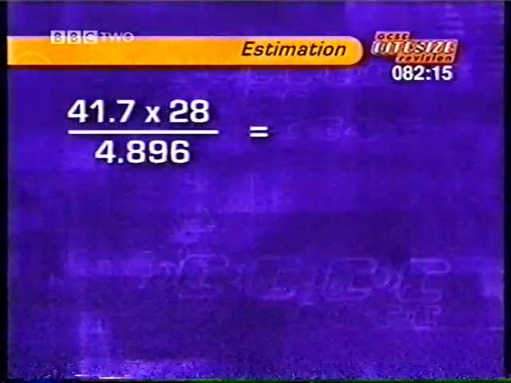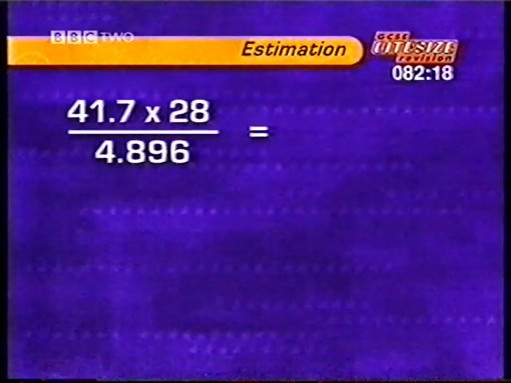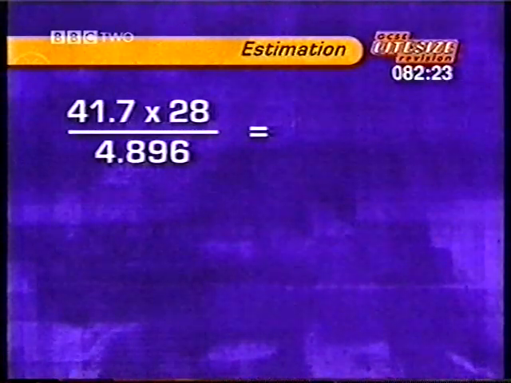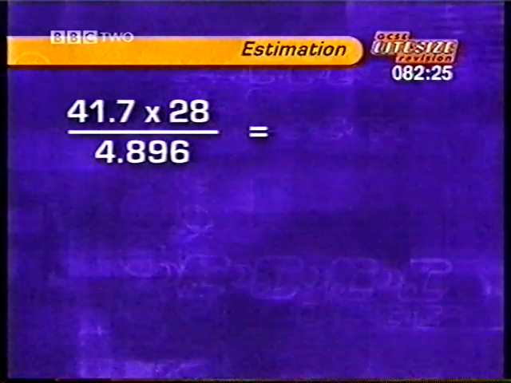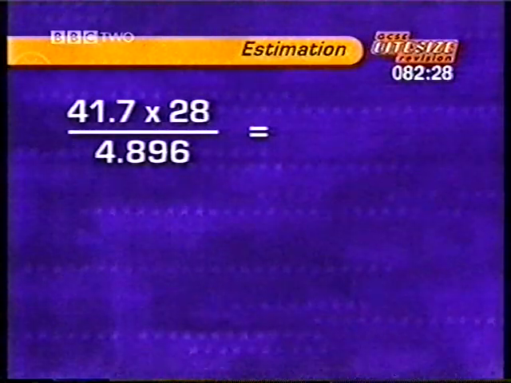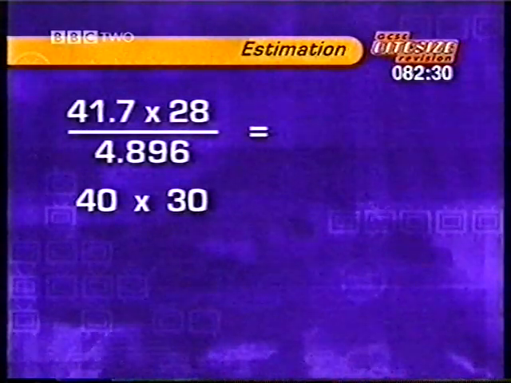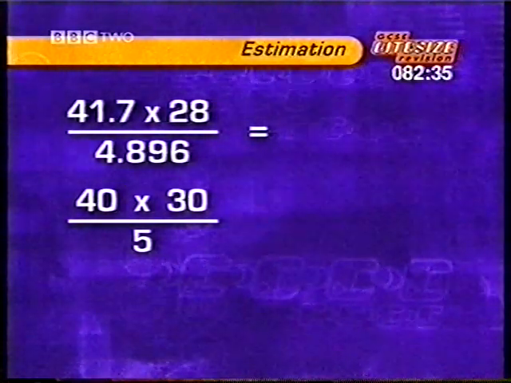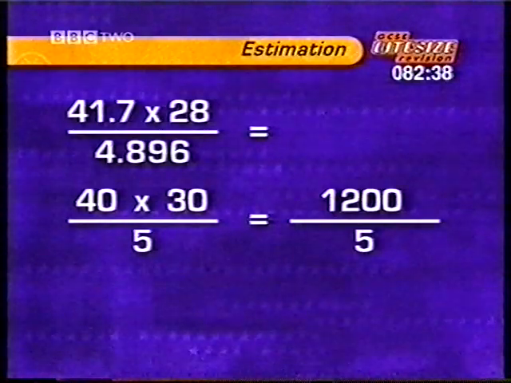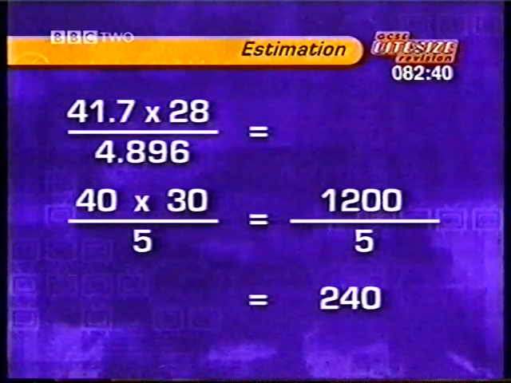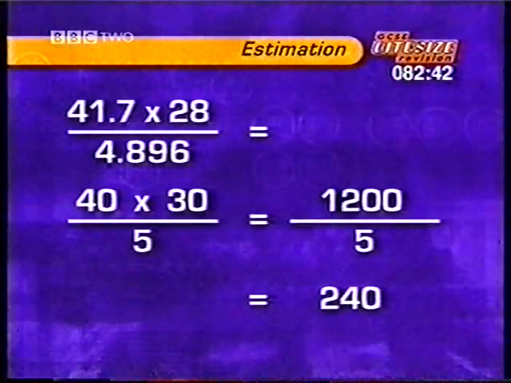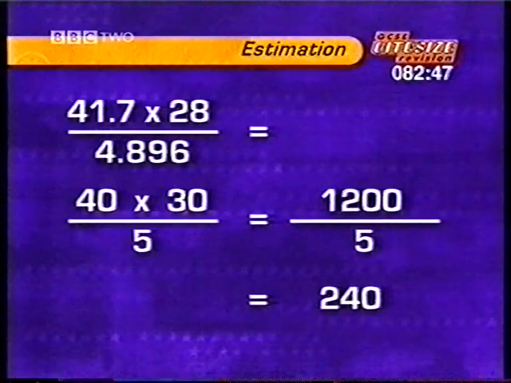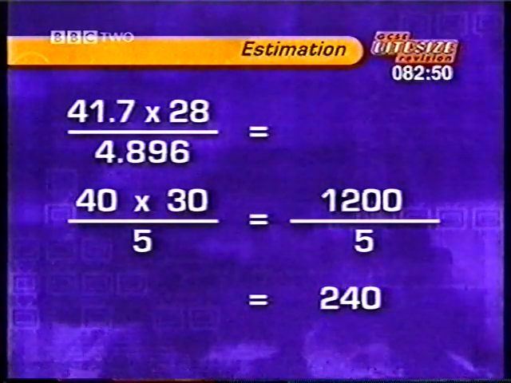So let's estimate the answer to 41.7 times 28 divided by 4.896. First, write each number as simply as we can. Round 41.7 down to 40, round 28 up to 30, and for 4.896 put 5. Now we can work it out. 40 times 30 divided by 5, that's 1200 divided by 5, that's 240, which is the answer the examiner is looking for. Even when doing complicated calculator questions, it's useful to do an estimate to check what you've done on your calculator.